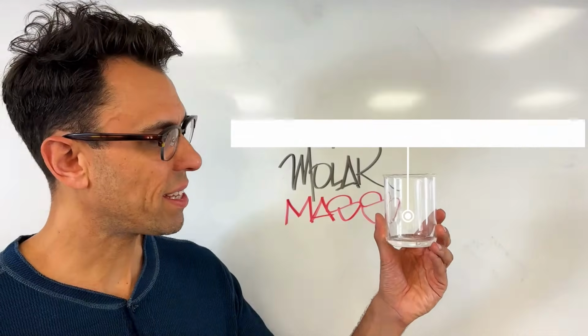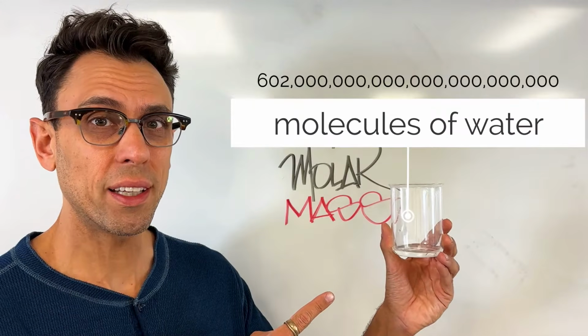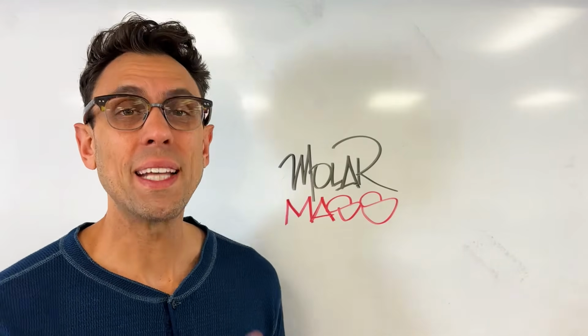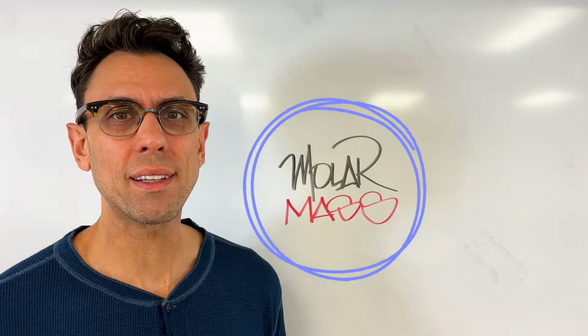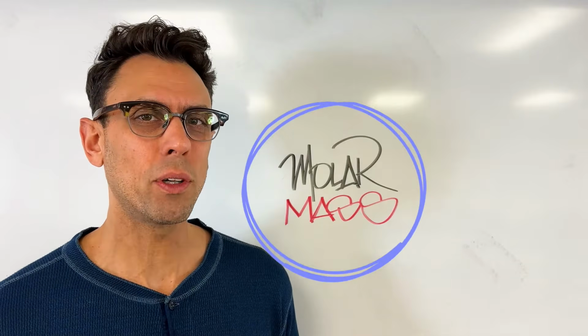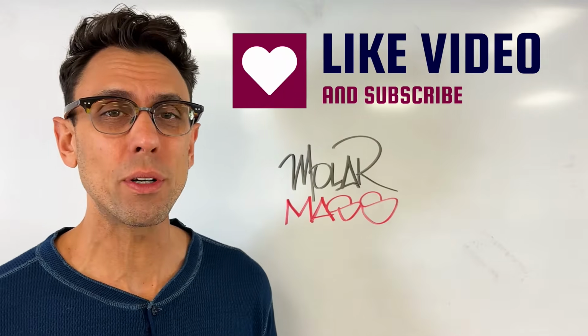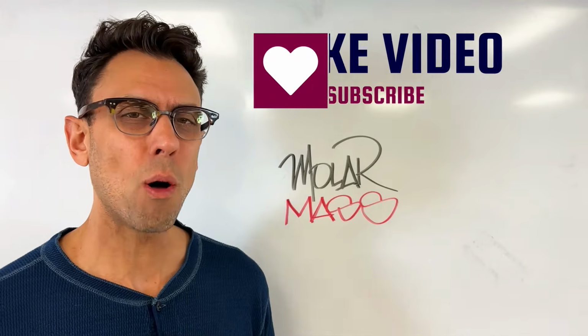This beaker contains 602 sextillion molecules of water. How did I count them out? In today's video, we look at molar mass, a concept using the periodic table that allows people like us to count ridiculously large numbers of unbelievably small particles.